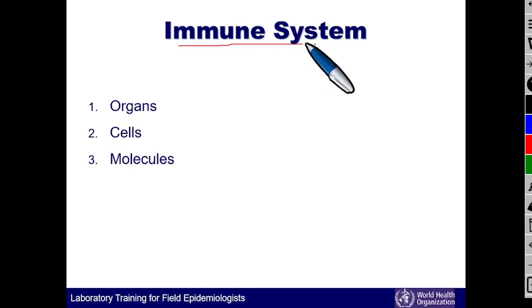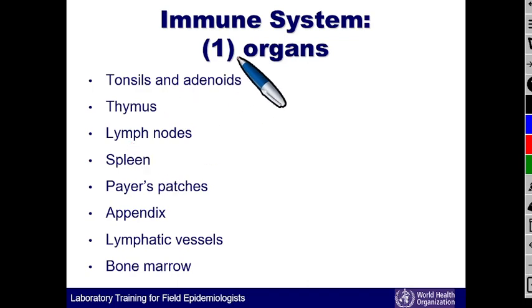The immune system is composed of three parts. The first part is the organs, the second part is the cells, and the third part is the molecules. Now I want to discuss the first part, that is organs. The organs of the immune system contain tonsils, adenoids, thymus, lymph nodes, spleen, Peyer's patches, appendix, lymphatic vessels, and bone marrow.